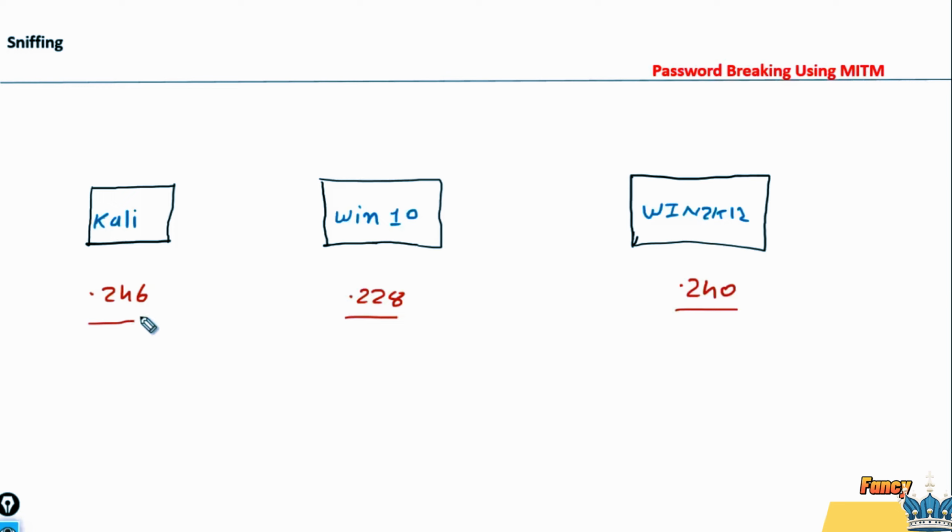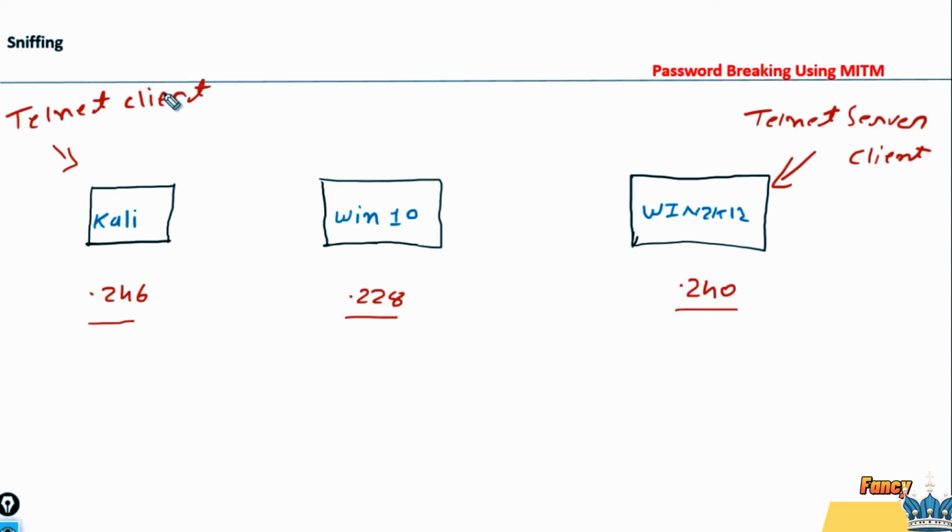In this video, I will install Telnet server and Telnet client service in Win2K12. And in Kali Linux, the Telnet client service is already installed during Kali Linux installation. And in Windows 10, I will install Cain and Abel sniffing software to gather information about the remote machine.